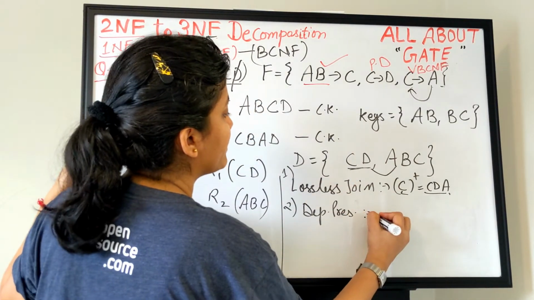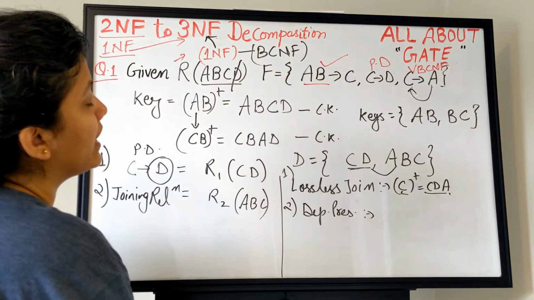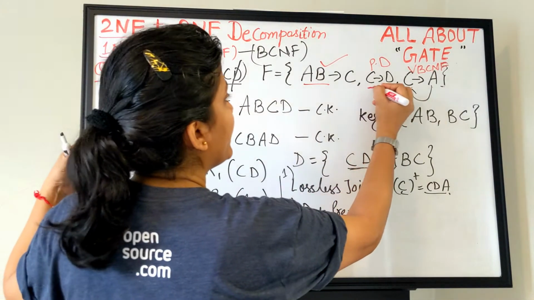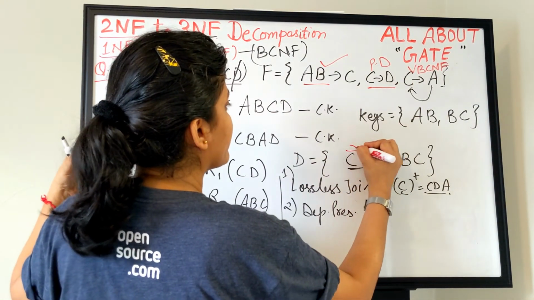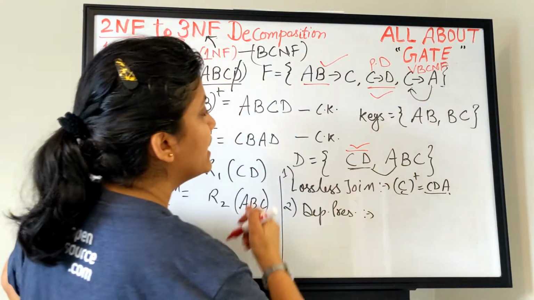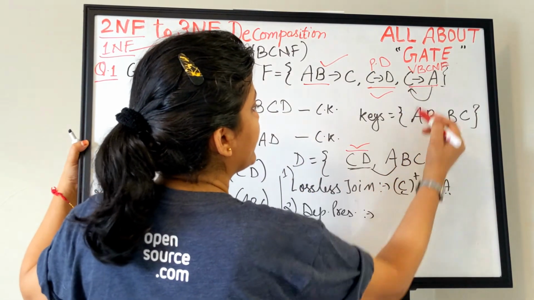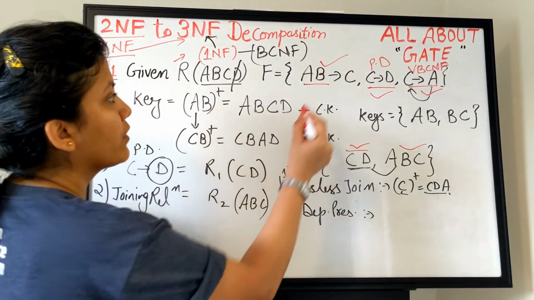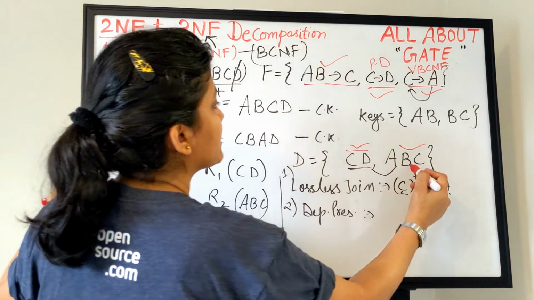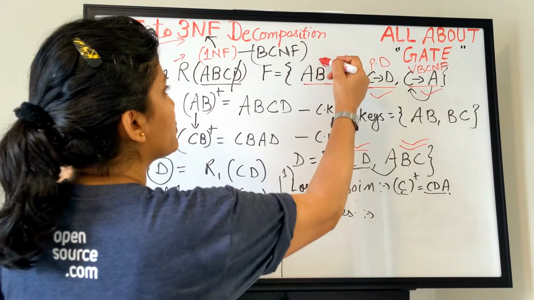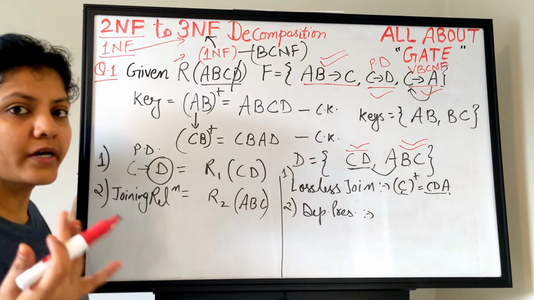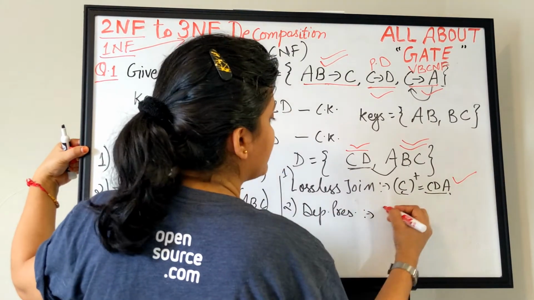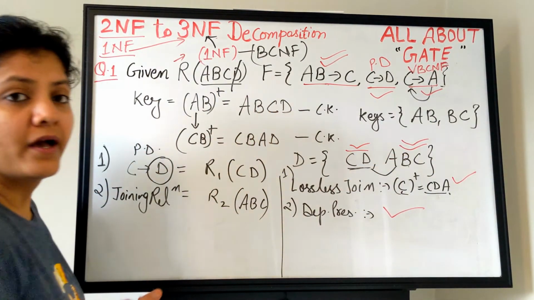Now look for dependency preserving. What are all the dependencies which are preserved? If I look at C to D, it is very much present here, so this is preserved. If I look at C to A, it is preserved here too, so this is also preserved. If I look at AB to C, this is also preserved here. So all three are preserved, correct? And so lossless join, yes it is. Dependency preserving, yes it is.